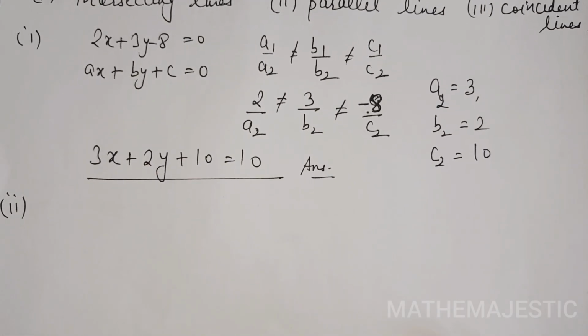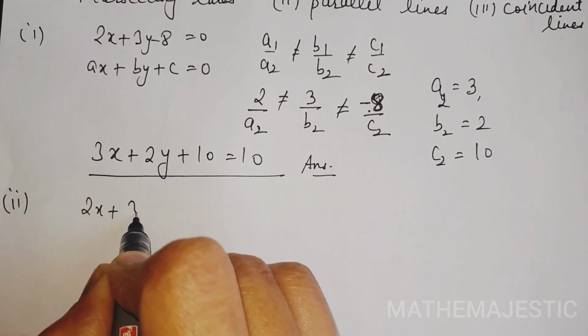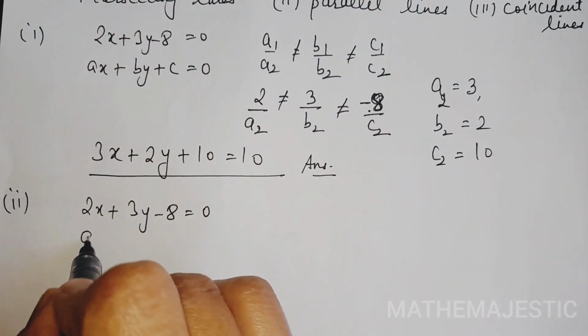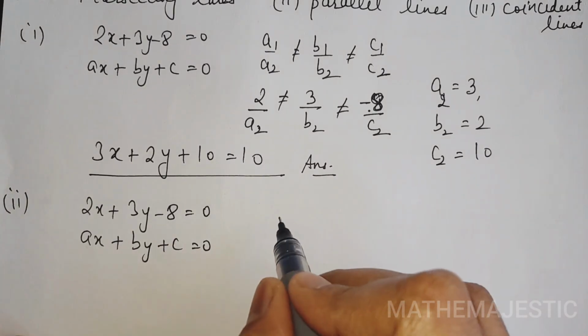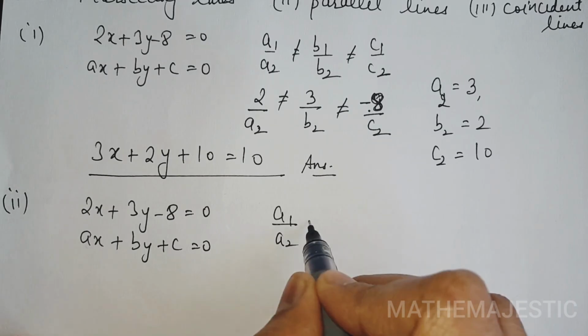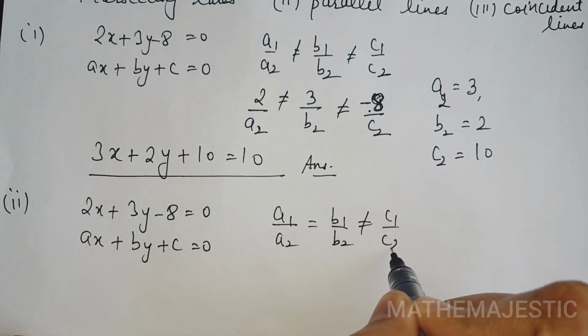That means now we should know the condition when the lines are parallel. Here the first equation is again 2x plus 3y minus 8 equals to 0. So we need to find the second line. Suppose let's take the second line as like this. So now we should know that the lines are parallel if the first two ratios are equal, but that is not equal to the third ratio.